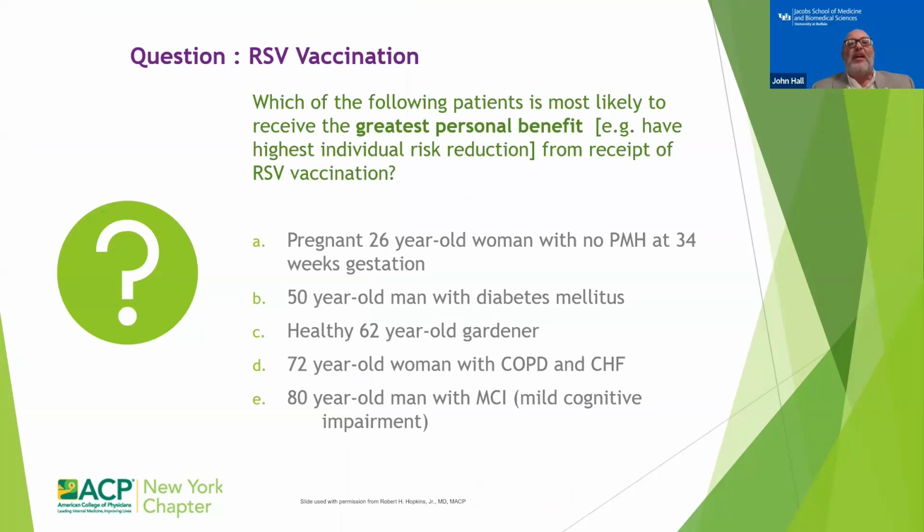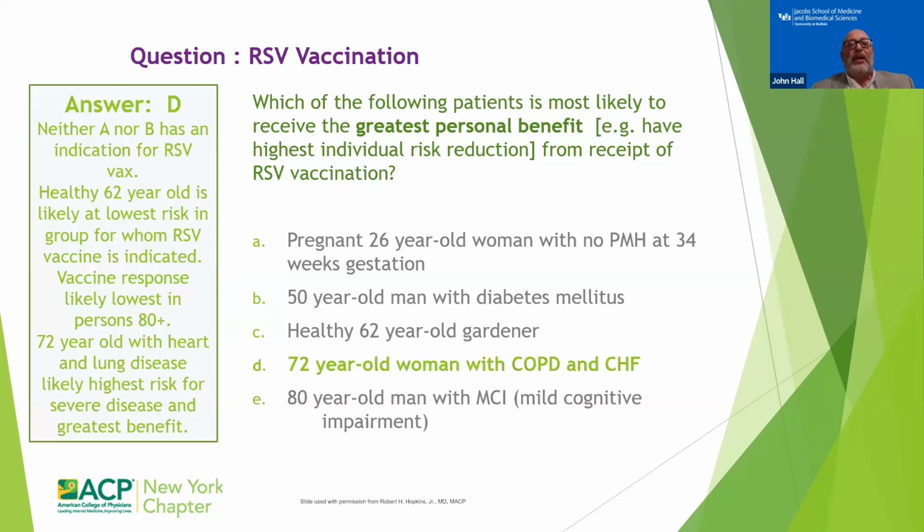Choice A is a pregnant 26-year-old woman with no past medical history at 34 weeks gestation. Choice B, a 50-year-old man with diabetes. Choice C, a healthy 62-year-old gardener. Choice D, a 72-year-old woman with COPD and CHF. And finally, choice E, an 80-year-old man with mild cognitive impairment. And the answer will be choice D.